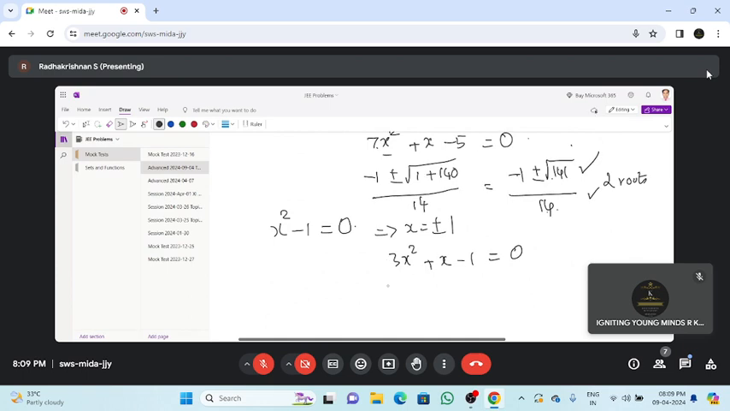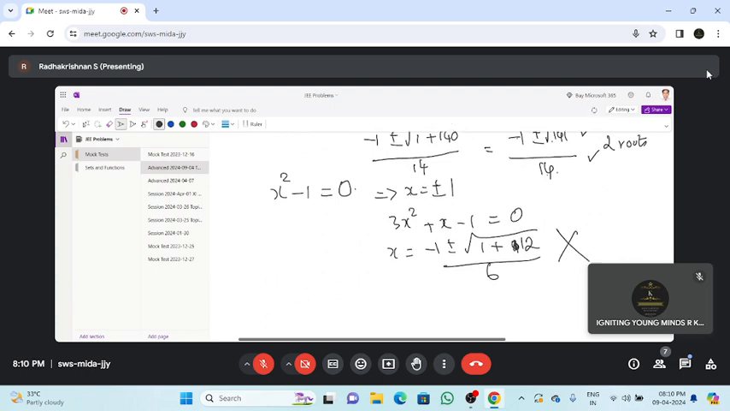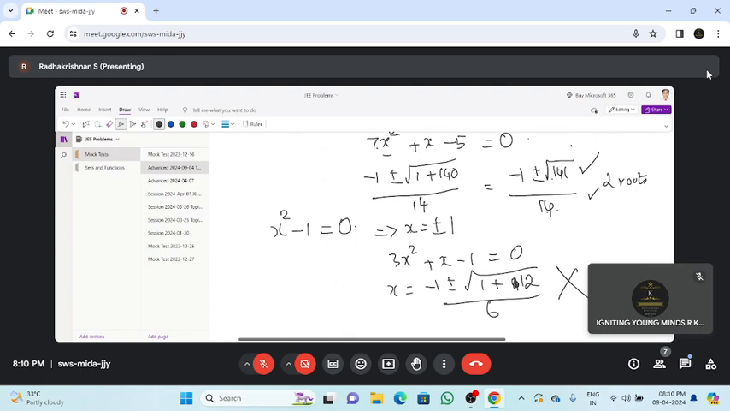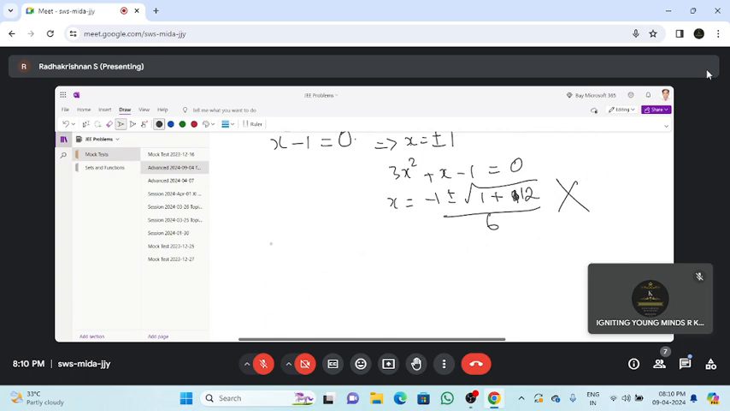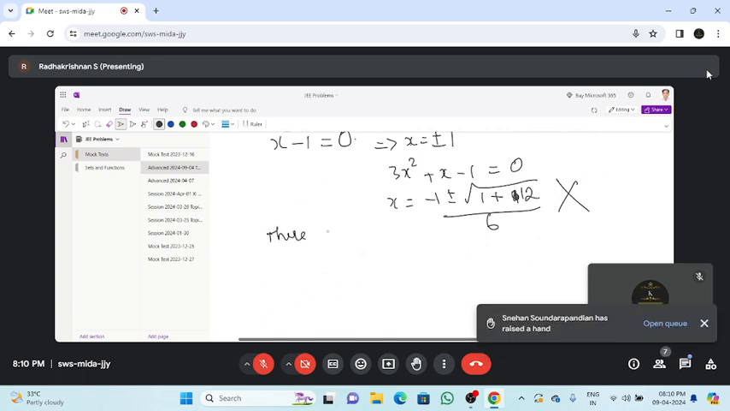Now if we look at the root, b square minus 4ac is 12. So this is not equal to plus or minus 1. Because it has minus 1 plus root 13 by 6. So it is not plus 1 or minus 1. So these two roots are not valid. Though it looks like there are 6 roots, these two are not valid because the roots we get do not match the condition we assumed. So only the 4 roots satisfy the condition. So the correct answer is there are 4 roots.